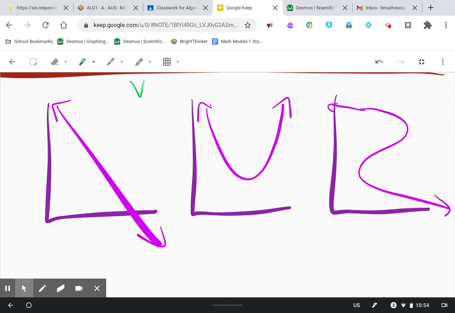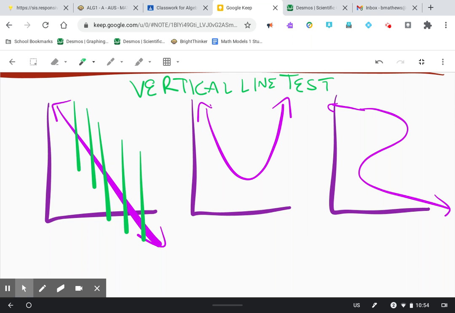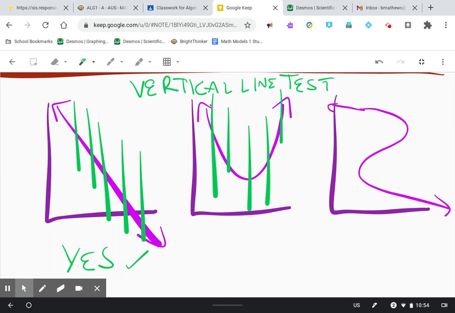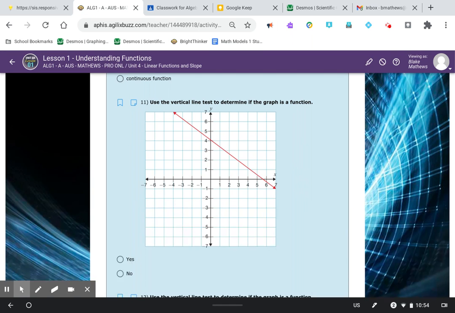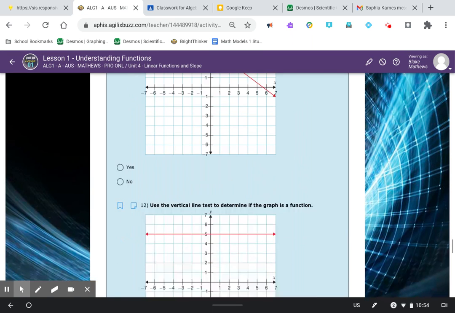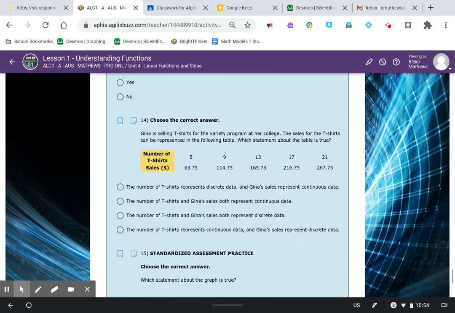Well, the vertical line test says that if I can draw a vertical line that touches the graph more than once, then that is not a function. So this one, notice all these vertical lines touch only once. So yes, that is a function. Same thing here. I have vertical lines, they only touch the graph once. Yes. Whereas here, this crosses the graph 3 times. That is no. That is not a function. So that's what the vertical line test has you do. If you can draw a vertical line that crosses the graph more than once, then it is not a function. So that gets you through number 13.